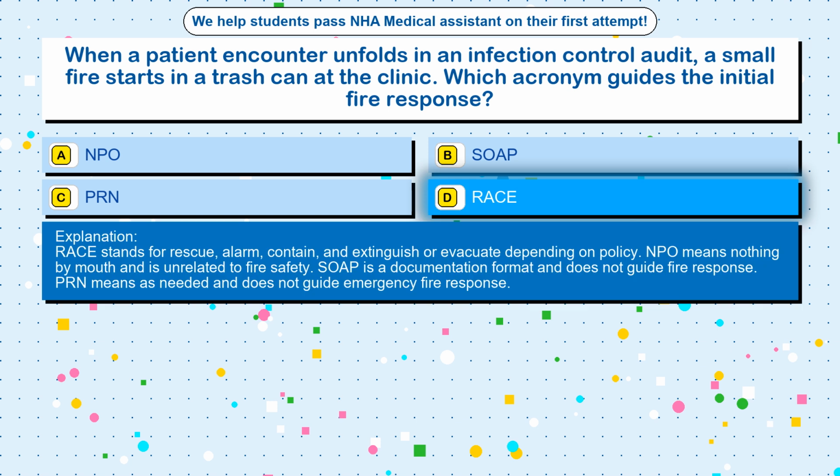RACE stands for Rescue, Alarm, Contain, and Extinguish or Evacuate depending on policy. NPO means nothing by mouth and is unrelated to fire safety. SOAP is a documentation format and does not guide fire response. PRN means as needed and does not guide emergency fire response.